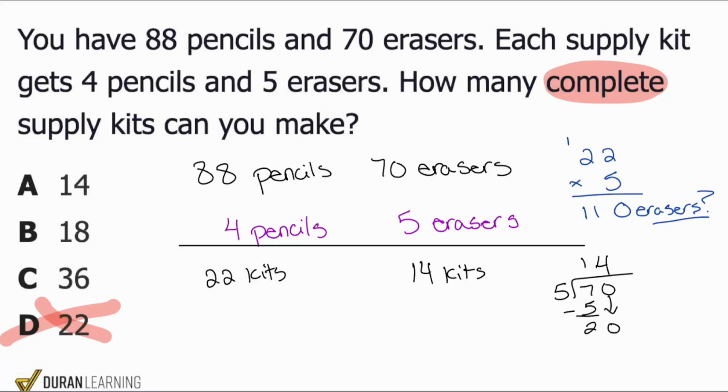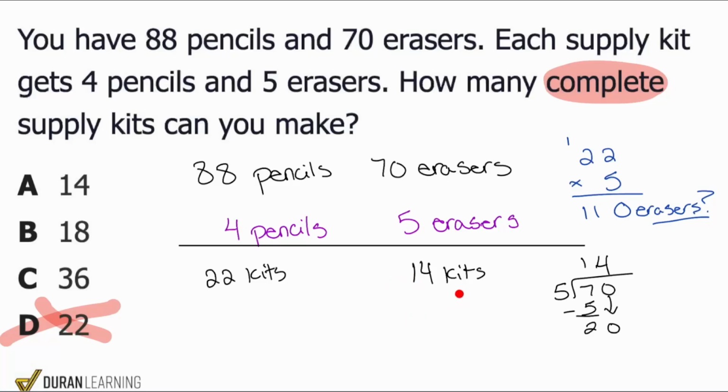I have enough for 14 kits on both. Because if we can make 22, we can definitely make at least 14 with the pencils. And this is the maximum we can make with the erasers. So we can't make any more. We can't make 22. We can make 14 with erasers, and that's the most that we can make with both.